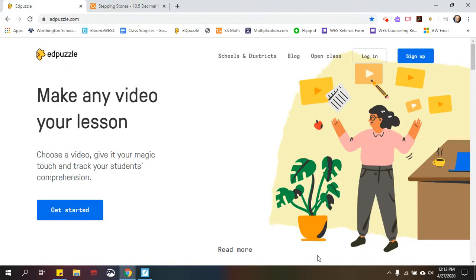Welcome to your Edpuzzle homework tonight, dealing with explaining lesson 10.5. So just like in all of our other explaining lessons, we're going to work through the pages in the book together so that we really understand what it's having us do.